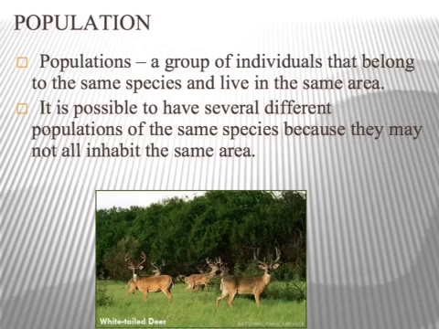The next level then was a population. So remember, a population is a group of individuals that belong to the same species and live in the same area, so the same geographical area. And it is possible to have several different populations of the same species because they may not all inhabit the same area. So again, just a slight distinction there. Populations have to be the same species and the same area.